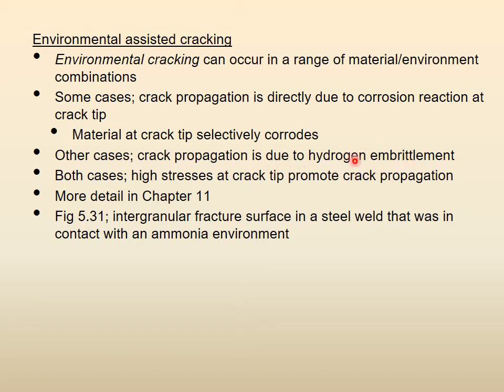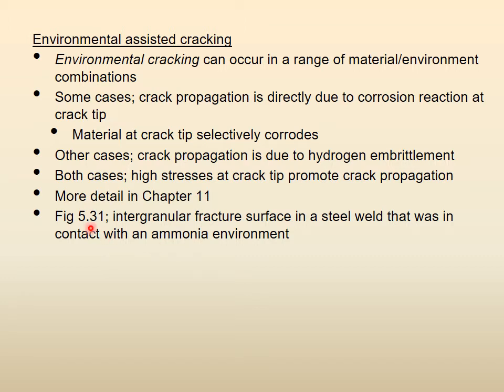So I am just mentioning that it is there. In one case there is corrosion, which is an environment problem. In the other case it is hydrogen embrittlement, and again the environment must have some hydrogen in it. In both cases, high stresses at the crack tip promote crack propagation. More detail of these is given in chapter 11 for a higher course or a secondary course in fracture.